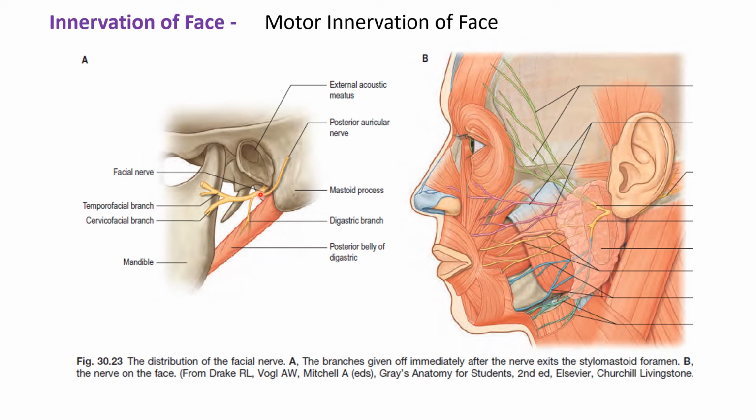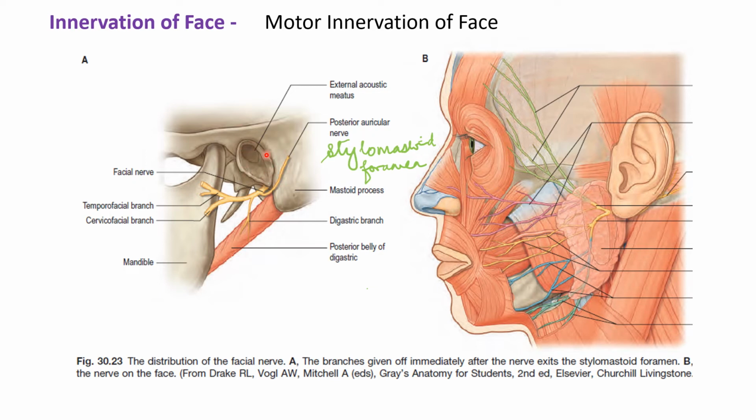After the circuitous course in the cranial cavity and the ear, it exits out of the cranial cavity through a foramen. So if you have seen the skull so far, your teachers must have been telling you about various foramina. So these foramina are points of entry into the cranial cavity or exit out of the cranial cavity. So one such foramen is the stylomastoid foramen. Now, this foramen is present between the mastoid process, the process which you can feel behind your ear.